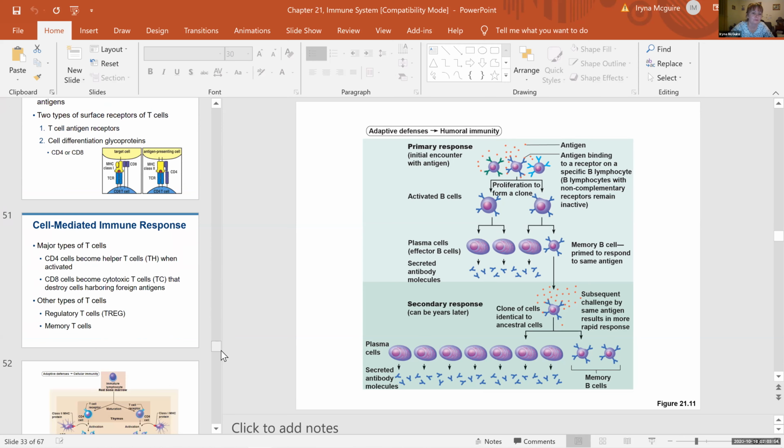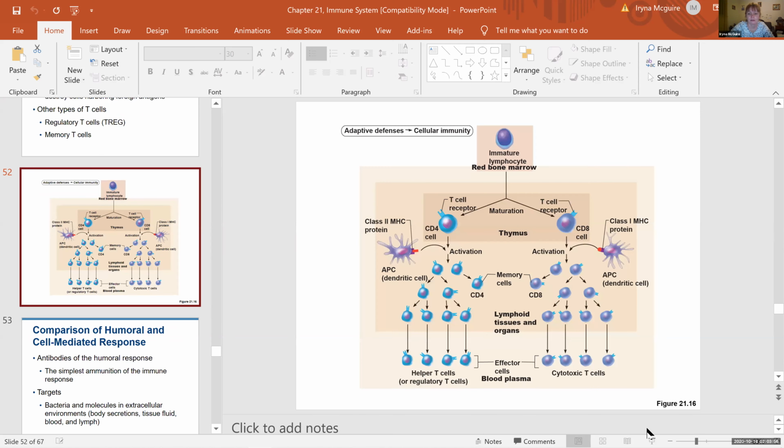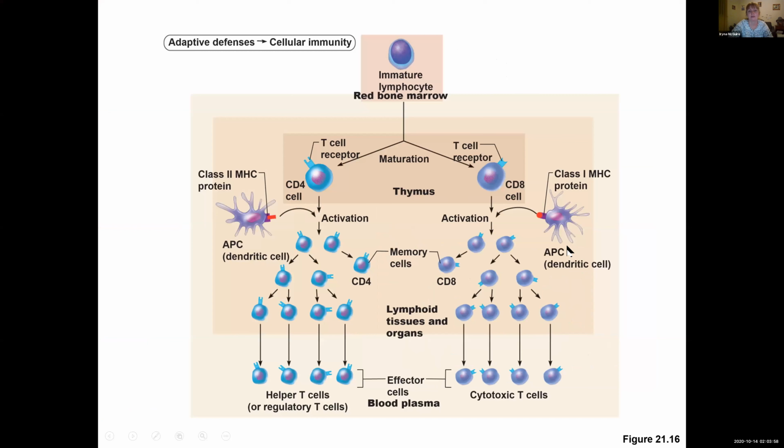Now, where are we at? Here they begin with red bone marrow. Remember, this is where we have the formation of the T cells, and then they move to the thymus. So here they are in the thymus. In the thymus, they mature and develop these receptors, and if they develop CD4 receptors, they will be CD4 cells, or CD8 cells.